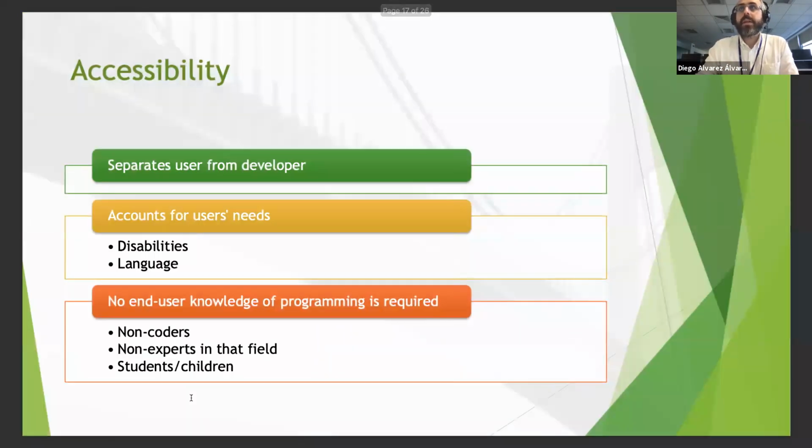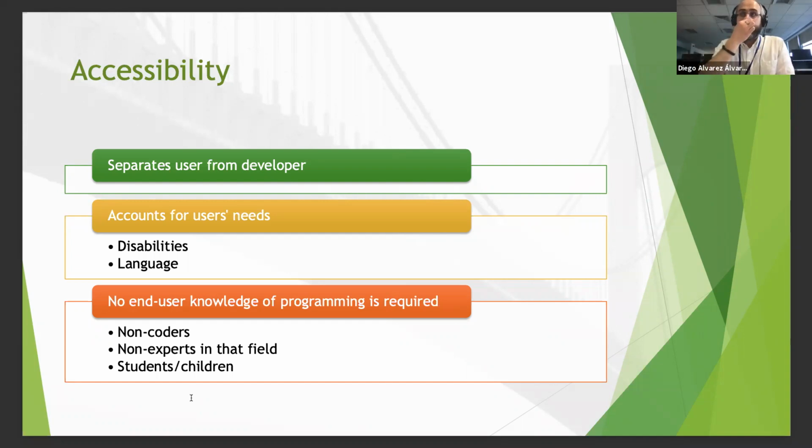Let's go through this. The accessibility part separates the user from the developer. So even if you are the user, you will interact with the software in different ways when you are developing it than when you are using it. That separation of concerns, which is common all across software development, will help to tailor the needs of each of these interfaces appropriately to the different use cases.